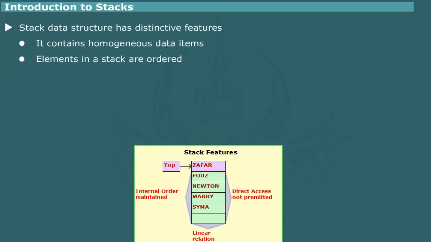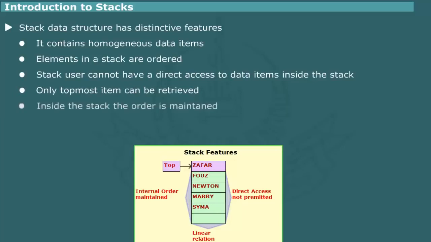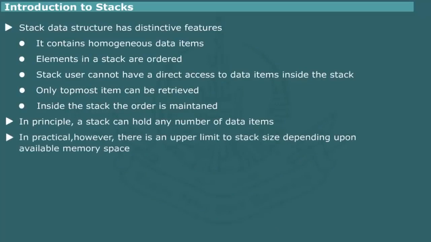Second, the elements in a stack are ordered, which implies that data are stored in a certain sequence, which is determined by the frequency of insertion and deletion. The order is not visible to the user. Third, a user cannot have direct access to an item except the one at the top. A user, for instance, cannot retrieve an item from the middle or bottom of the stack collection. Finally, in principle, a stack can hold any number of items. However, in practice, there is always an upper limit to stack size due to limitation of available memory in the computer.